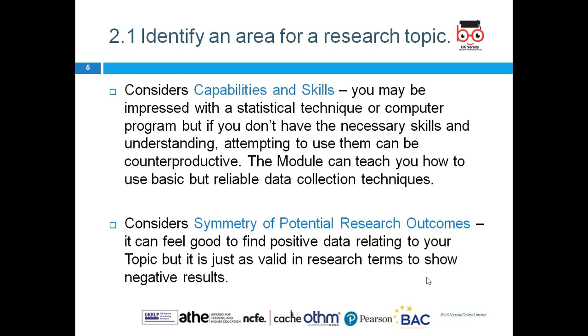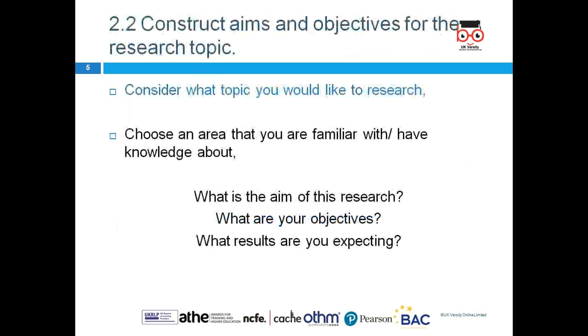And then look at the symmetry of potential research outcomes. So it's nice to have positive data, but to make it true, sometimes you need to be able to show the negative data in there as well. So not everything is always sunshine and flowers. So you need to have something showing negativity in there as well.